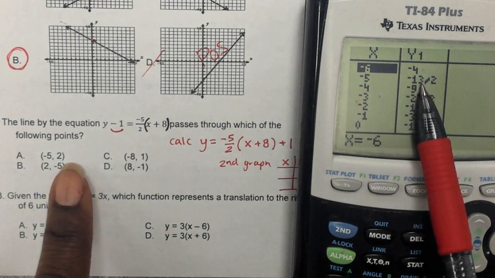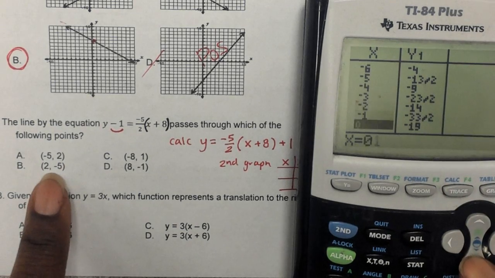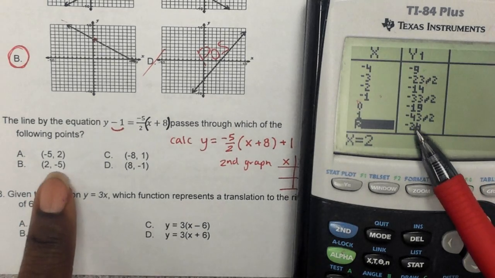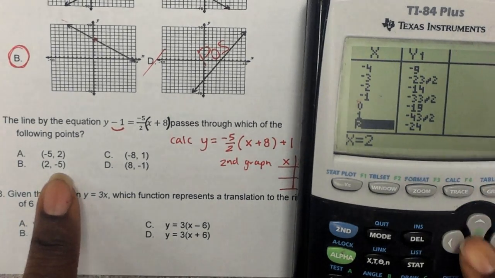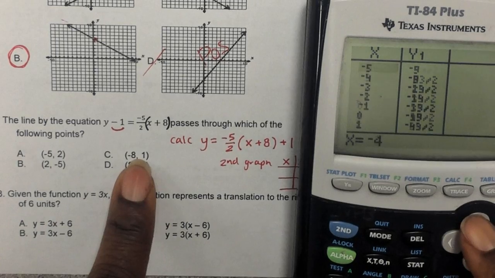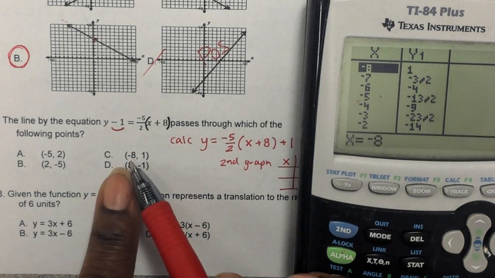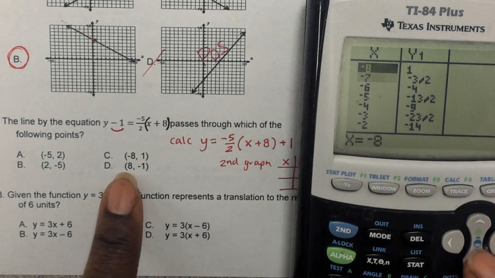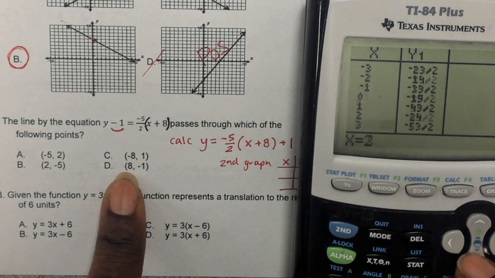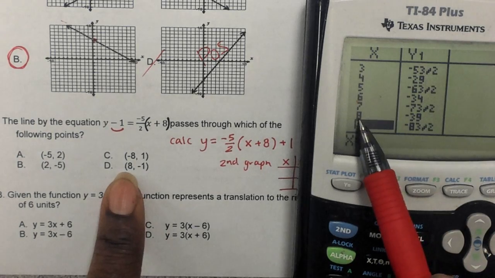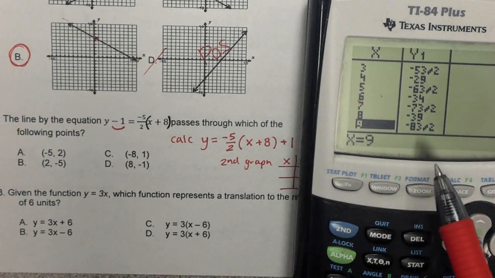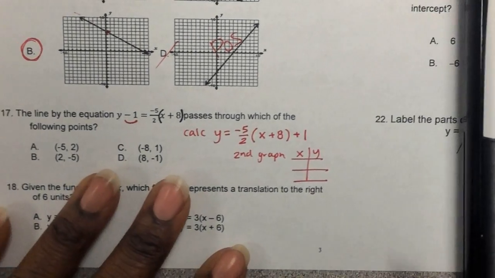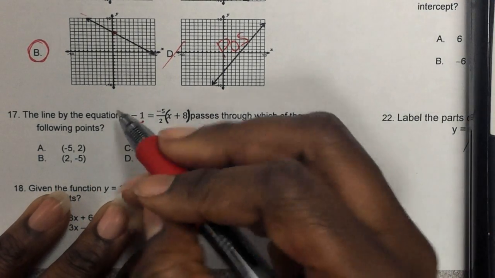Negative 5, comma 2. 2, comma negative 5. Is that what it says there? 2, comma negative 5. We're looking for negative 8, 1. Or is it D? 8, comma negative 1. You tell me. If you need to see that again, just rewind it. Watch it again.